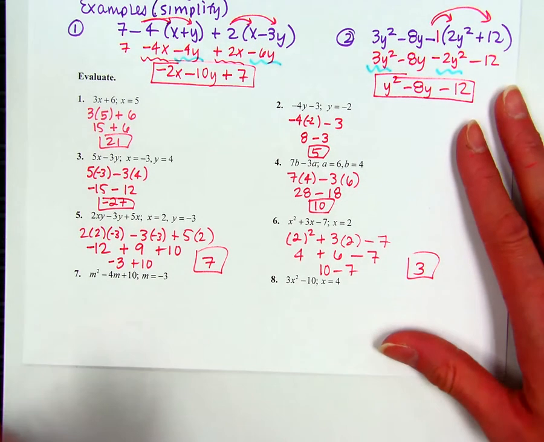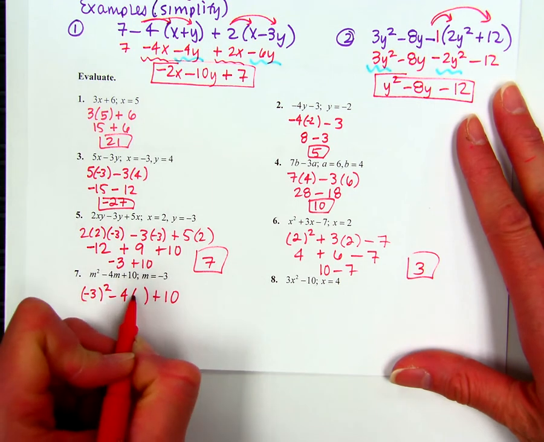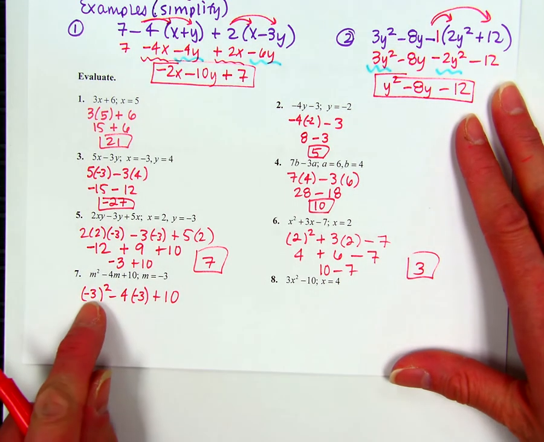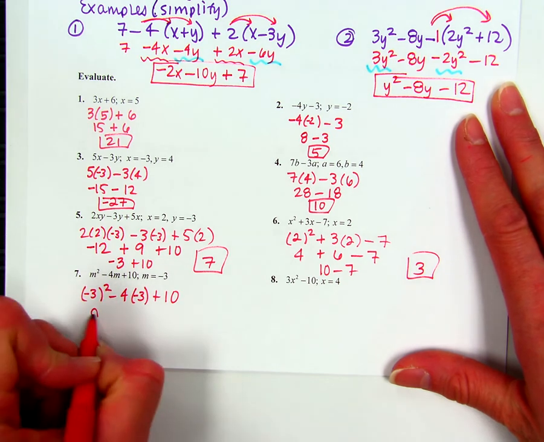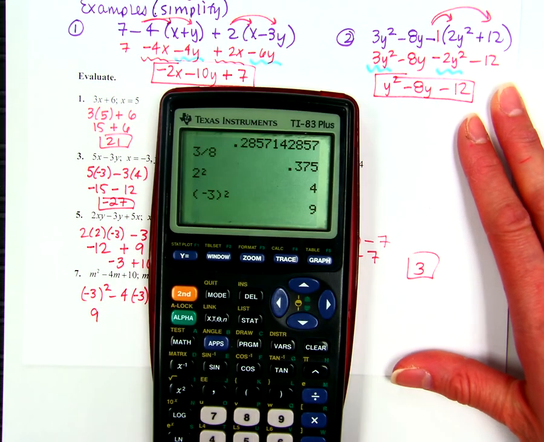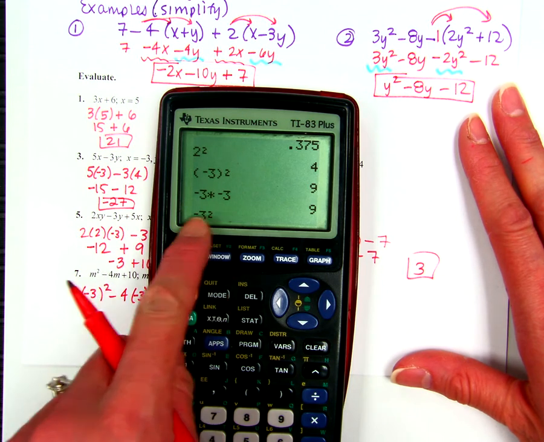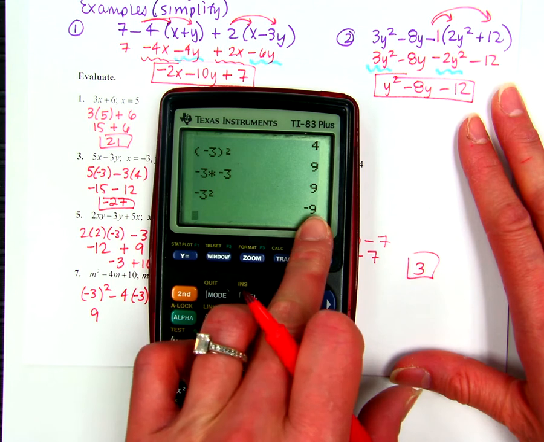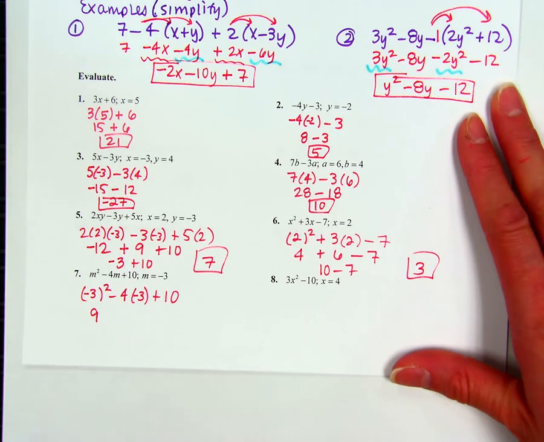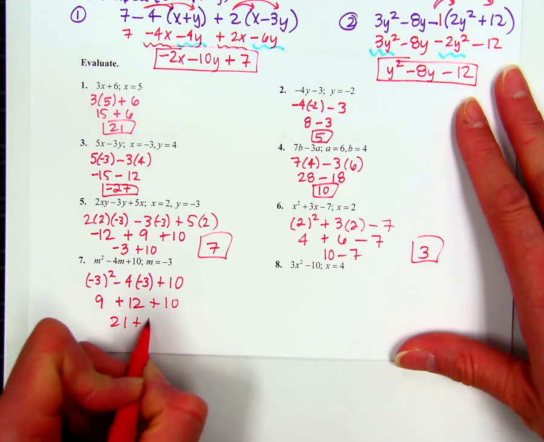All right, number 7. This is something squared minus 4 times something plus 10. So that something is our value for m, which is negative 3. When you do this, negative 3 squared means negative 3 times negative 3. That's a positive 9. So be really careful when you do that one. You have to put in parentheses just like you have on your paper, because we really want to do negative 3 times negative 3, which is 9. If you just do this, that's incorrect. That's going to give you 3 squared, and the opposite of 3 squared, which is negative 9. We do not want that. Okay, so make sure you got positive 9 plus 12 plus 10. So that's going to give us 21 plus 10, which is 31.